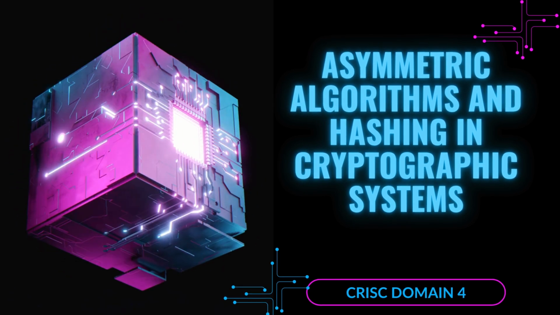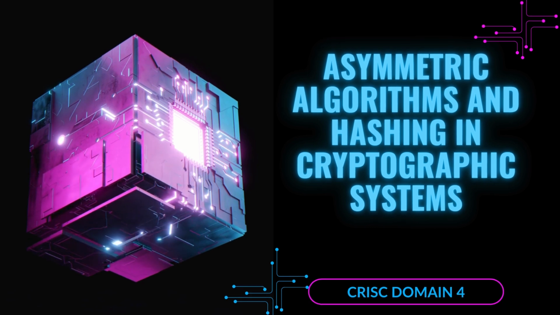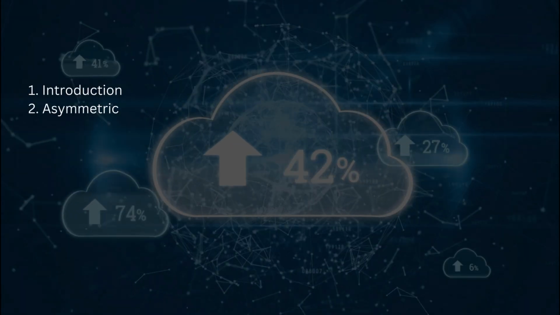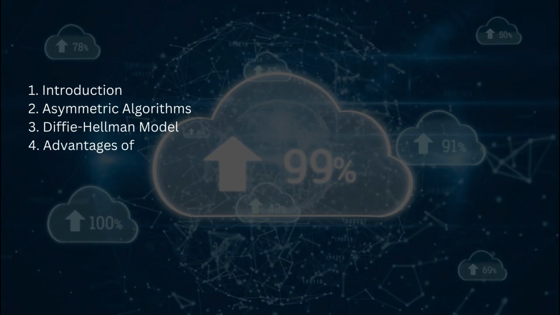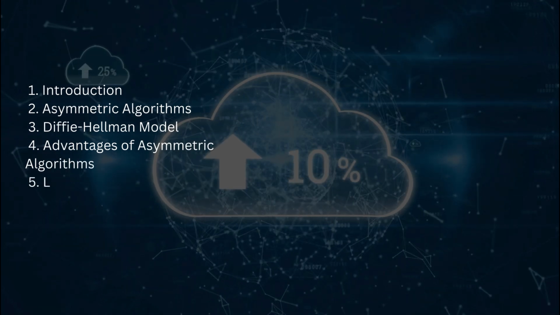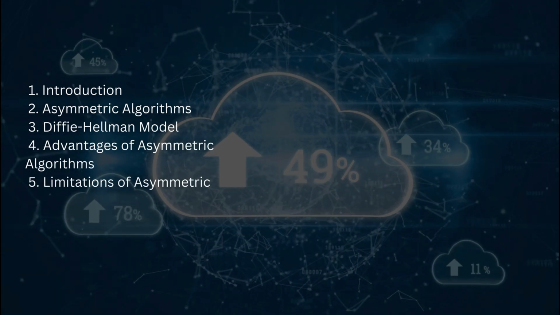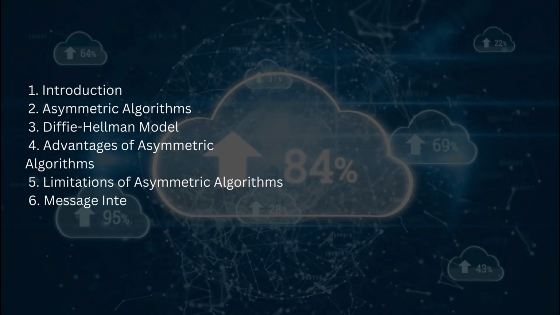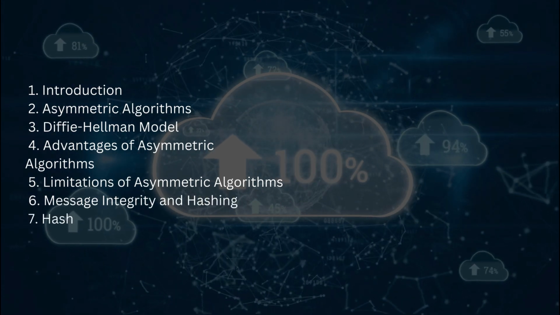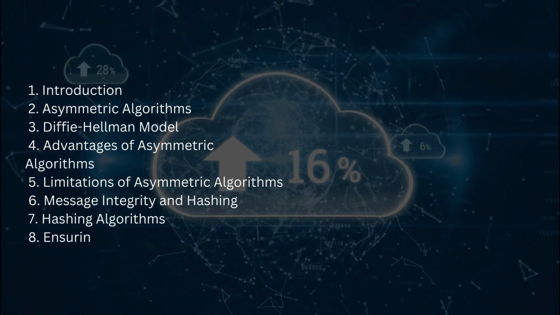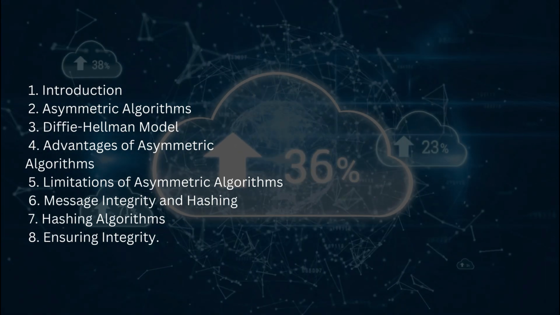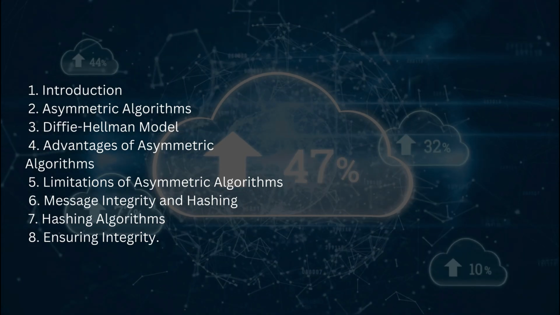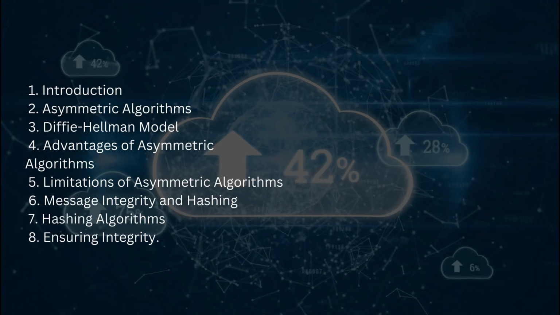So, what's on the plate today? Here's a quick sneak peek at what we'll cover. 1. A quick introduction to set the stage. 2. What exactly are asymmetric algorithms and how do they work? 3. We'll break down the famous Diffie-Hellman model. Yep, the handshake that started it all. 4. The advantages of using asymmetric algorithms. 5. But hey, nothing's perfect. We'll also discuss their limitations.